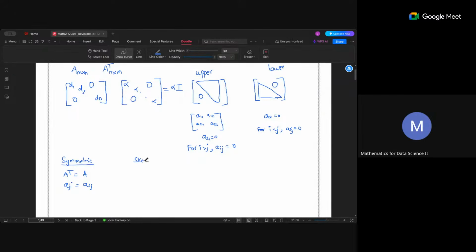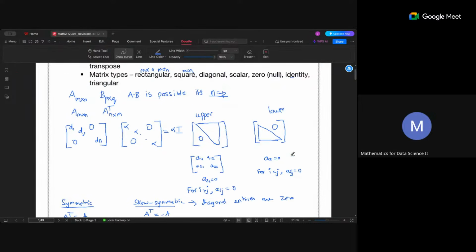And what are skew symmetric matrices? A transpose is equal to minus A, right? So here what happens to the diagonal entries first of all? What do you know about the diagonal entries? Yeah. So Aij is equal to minus Aji, so for a skew symmetric matrix, the diagonal entries are 0. Okay, so these are some special types of matrices, right?